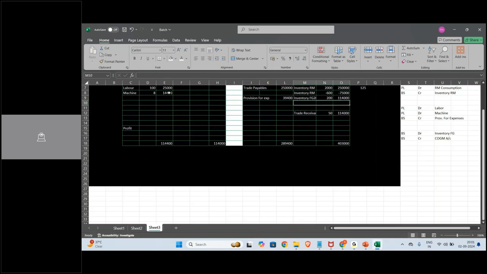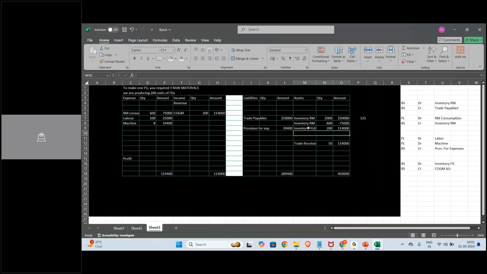Now when I am selling 50 units, what will happen? My inventory will reduce by 50 units. So what will I do? The cost of inventory side, when I am selling. So the narration is "when goods sold".